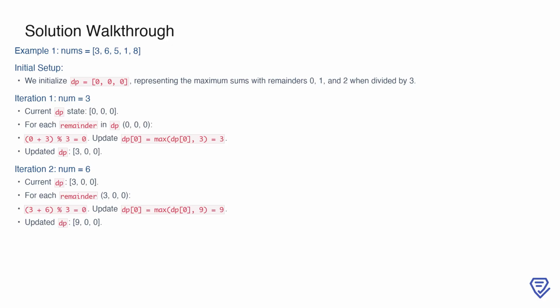Moving to the next number, 6, we repeat the process. Starting with the updated dp of 3, 0, 0, we add 6 to each remainder. For the remainder 0, (3 + 6) % 3 equals 0, and we update dp[0] to the maximum of its current value or 9, resulting in dp[0] equals 9. The other remainders remain unaffected, so the updated dp becomes 9, 0, 0.